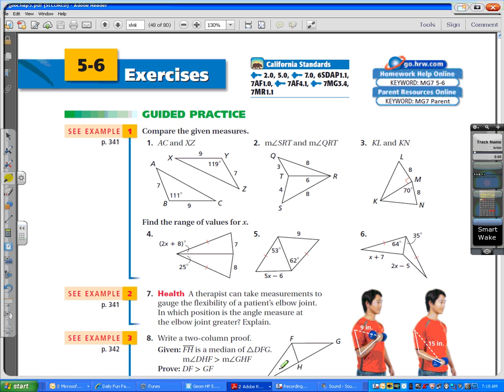All right, thank you guys for bearing with me, and I hope you learned a little bit about the Hinge theorem today.